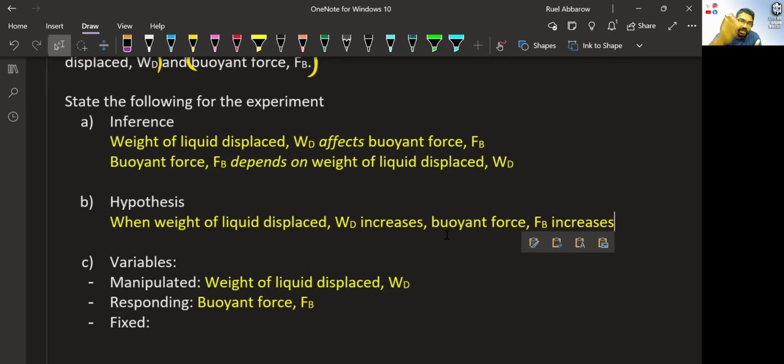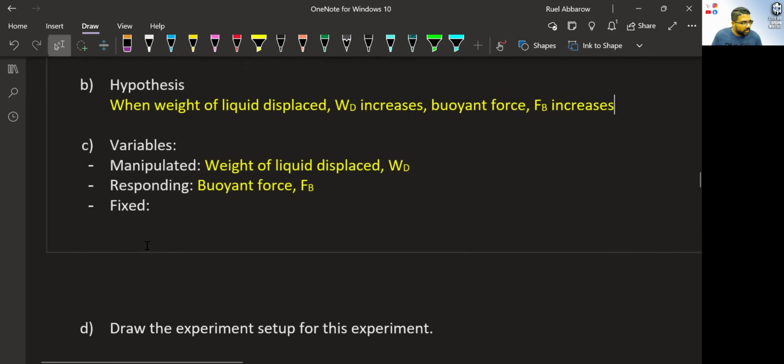Based on the graph, if it is a directly proportional graph, that means if it's a straight line that passes through the origin, then you can conclude at the end that it is directly proportional, but not at this point. So you just say increase, increase. All right. Okay. So let's go to the fixed variable.